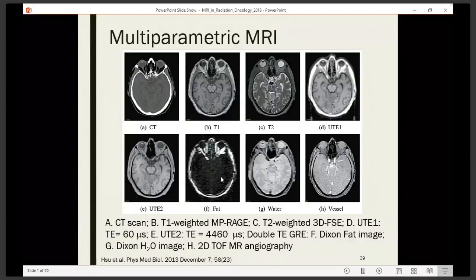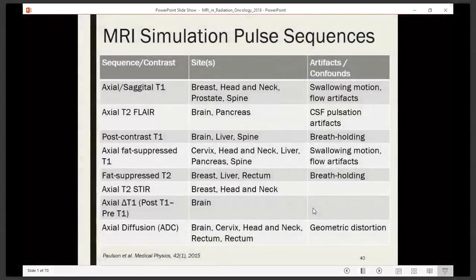And so here's a fat image. This is all fat alone. This is all water, just water, no fat. And you can even go and use MR angiography to discern where the vascular structures are if you might need those for a treatment plan. So this is what we mean by multiparametric MRI. We're really taking advantage of the different types of contrast that are available in MRI to give us information that we can relate and calibrate into some kind of treatment plan.